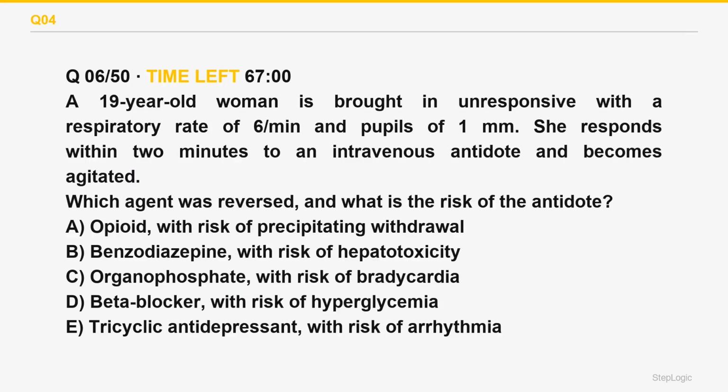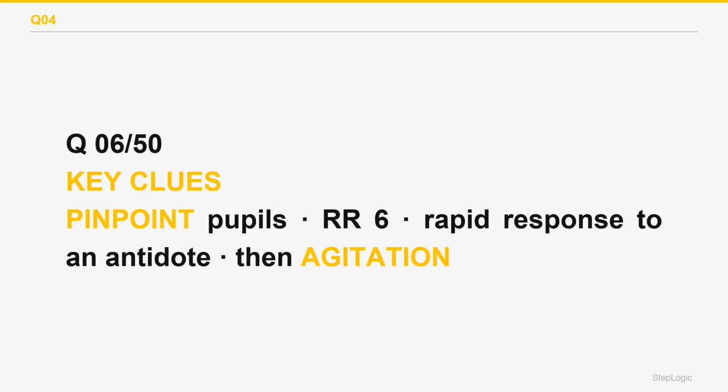Which agent was reversed, and what is the risk of the antidote? A 19-year-old woman is brought in unresponsive with a respiratory rate of 6 per minute and pupils of 1 mm. She responds within 2 minutes to an intravenous antidote and becomes agitated. Read the command, which agent was reversed and the antidote's risk. The toxidrome is the diagnosis, and the response confirms it. The triad of decreased consciousness, respiratory depression, and pinpoint pupils is the opioid toxidrome, and respiratory depression is what kills.